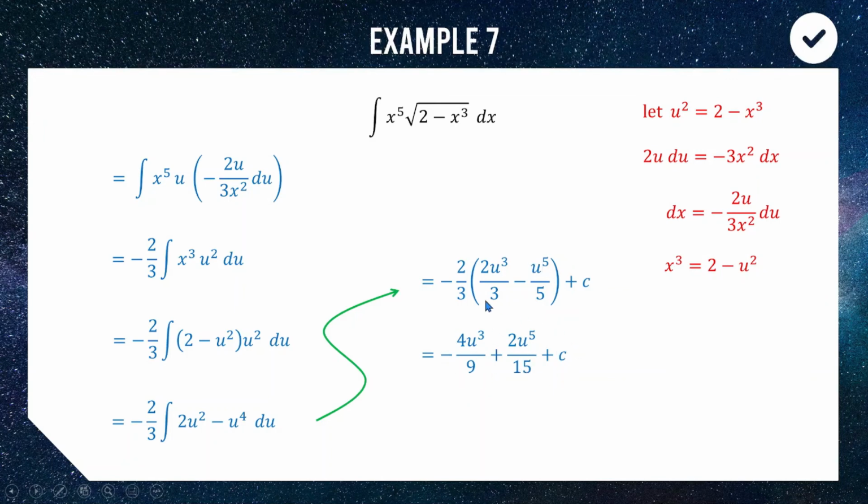Now just substitute back in the fact that u is actually equal to the square root of 2 minus x cubed. It's a bit of a mess, but it is a correct answer. Again, like I said, with the cubed and the power of 5, you can put them inside your square root or you can put them outside, depending on what your preference is. Okay, hopefully that made some sense.